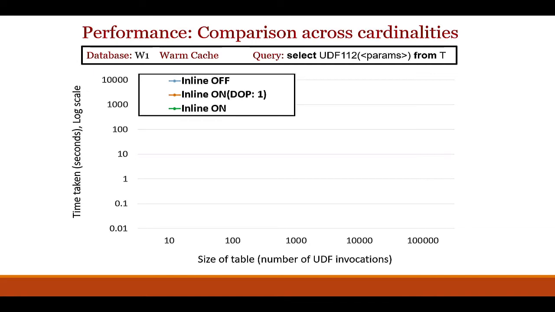The first one, without inlining, without Froid, as you can see, is basically linear degradation, on both the x and y axis.